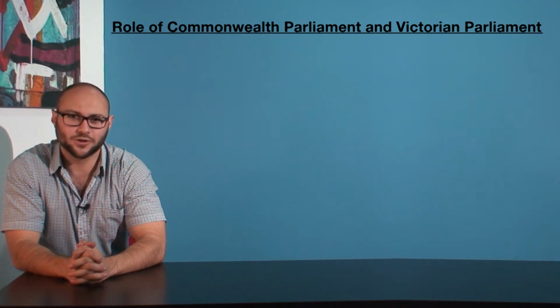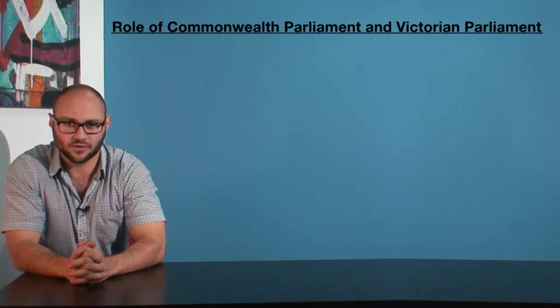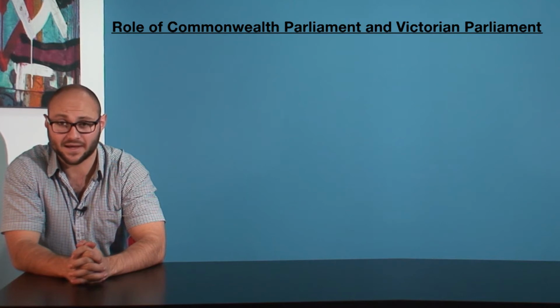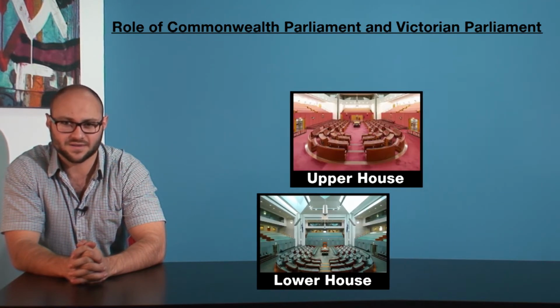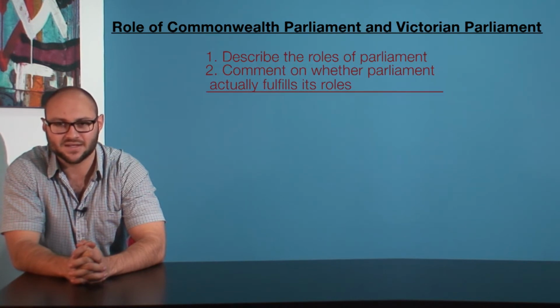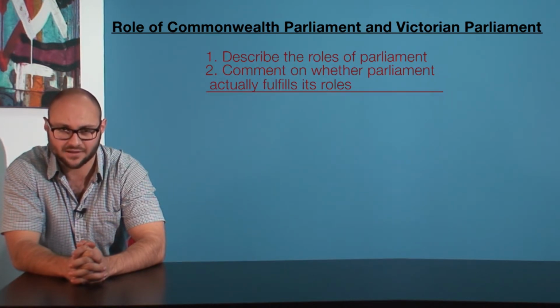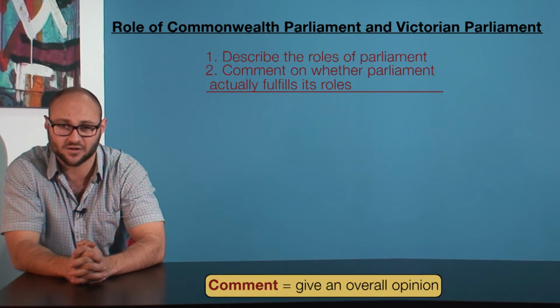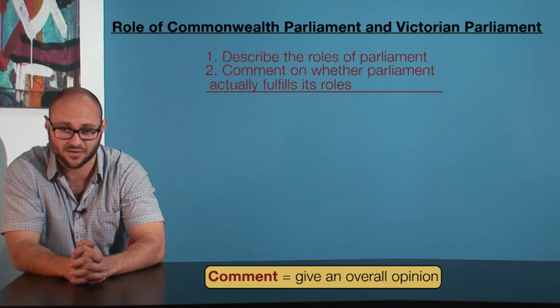In this video, we'll look at the roles of Parliament. Overall, Parliament needs to govern the people by making laws, but both houses and the Crown play distinct roles in creating an effective lawmaking body. When you're answering a question on the role of Parliament, make sure you're prepared to not only describe the roles of Parliament, but you should also be able to comment on whether Parliament actually fulfills its roles.